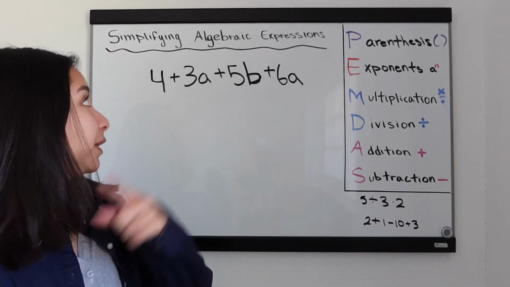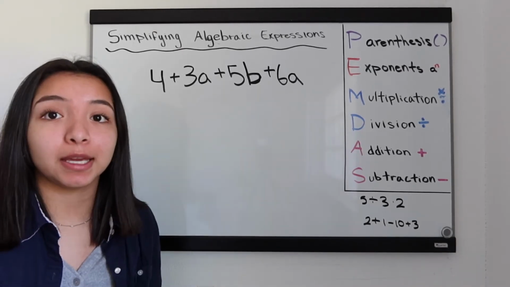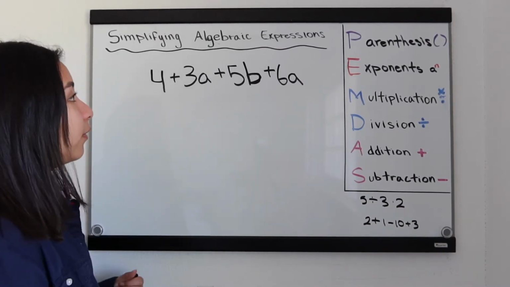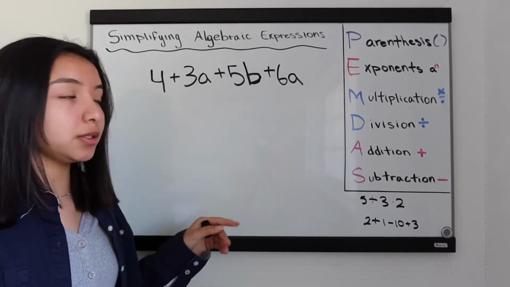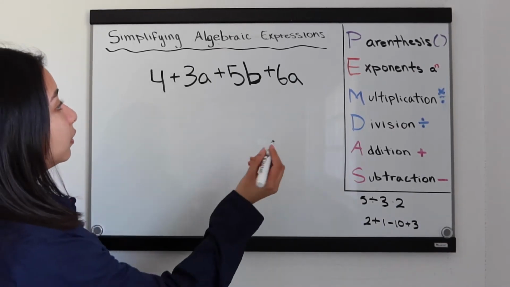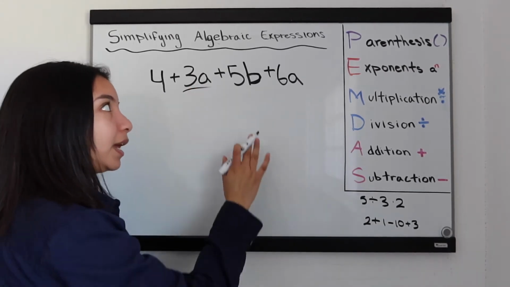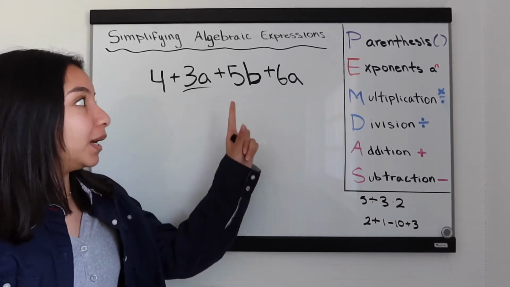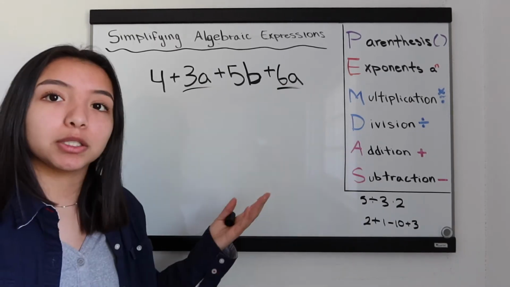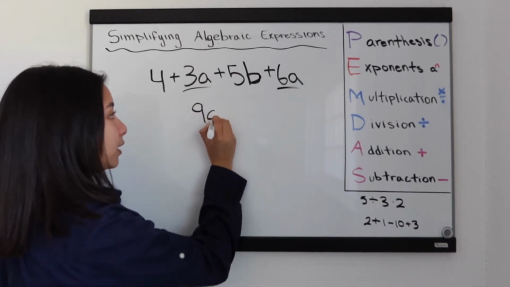Alright, so the next problem is 4 plus 3a plus 5b plus 6a. Again, you're going to add the like terms. Let's look for what coefficients or numbers have a variable next to them and the same variable. So let's look for a's. 3a has an a, 4 does not have an a, 5 has a variable, but it's a b, so that's not the same. Then 6 has an a, so that would be its other like term. So then you're going to add these, and that would be 9a.